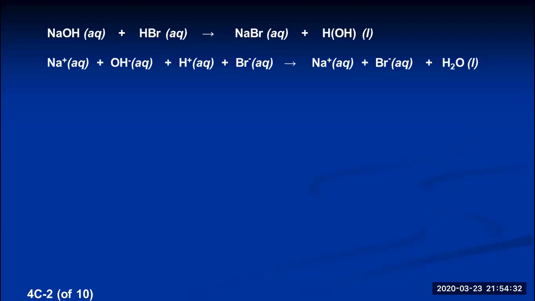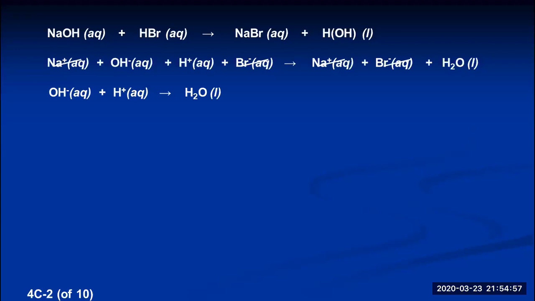So once you have the ionic equation written, if you notice anything's the same on the left and the right side, those are spectator ions. The sodiums are the same on the reactant and product side, the bromides are. And if you cancel those out, what's left over is your net ionic equation. So the net ionic equation for this reaction is the hydroxide ion from the sodium hydroxide eventually finds the hydrogen ion from the HBr, and it combines to form water.